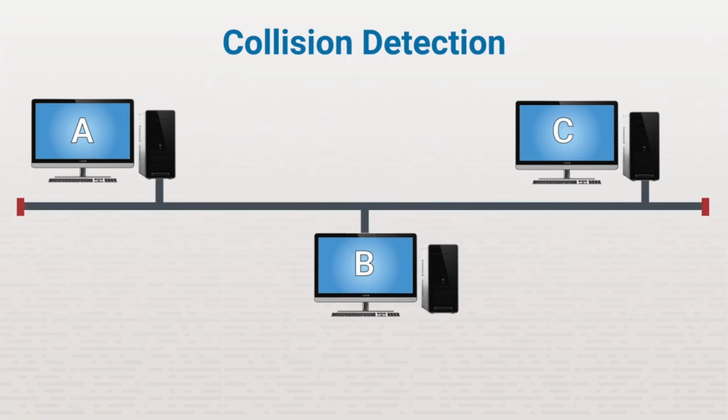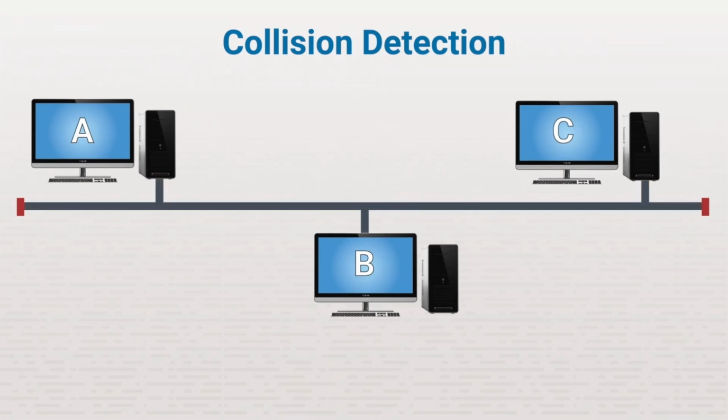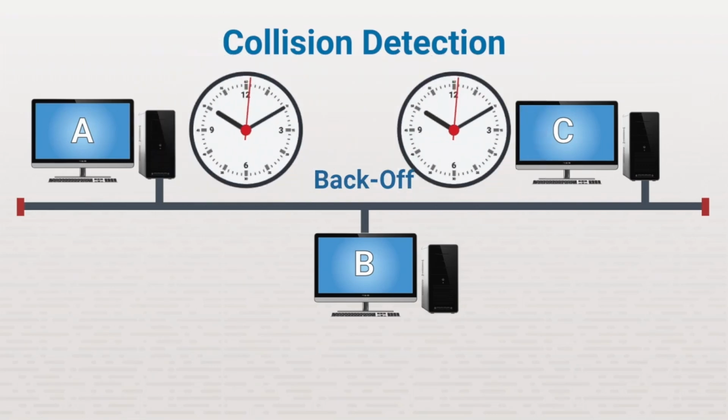At this point, computer A and computer C stop transmitting their frame, and transmit a jam signal to inform all hosts that a collision has occurred. After the jam signal, the devices perform a backoff, where they each wait a random amount of time before starting the process all over again.